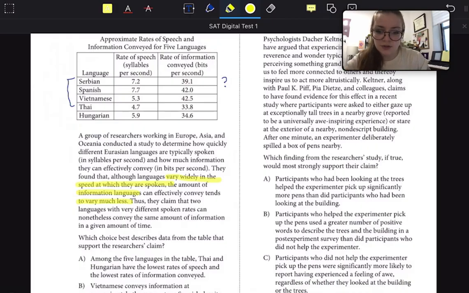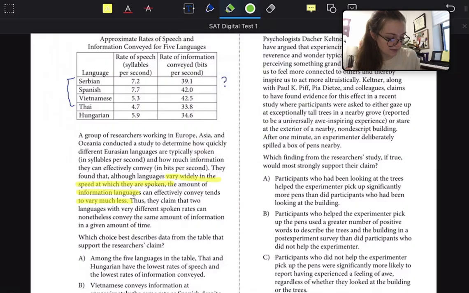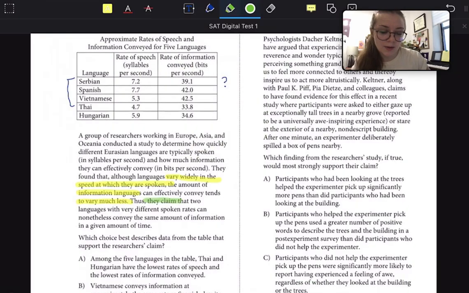Thus, they claim that two languages with very different spoken rates can nonetheless convey the same amount of information in a given amount of time. Anytime you see the phrase "thus they claim," this is an important thing to flag. This is essentially the researcher's thesis, or the main point, or the main argument that they're trying to make. So again, reading through this, two languages with very different spoken rates can nonetheless convey the same amount of information in a given amount of time.